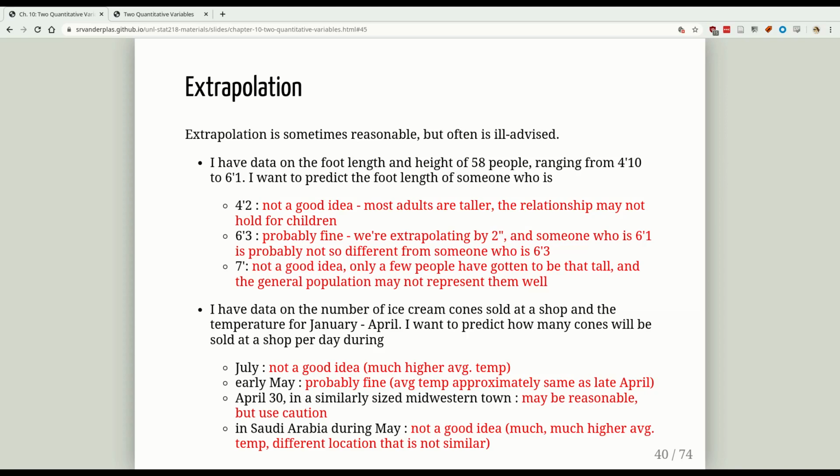The conditions are also different in the summer, so we might expect to sell more ice cream cones in the summer anyway. So the data that we have might not even hold. But if I want to predict how many cones will be sold during early May, that's probably okay. Early May has about the same average temperature as late April.